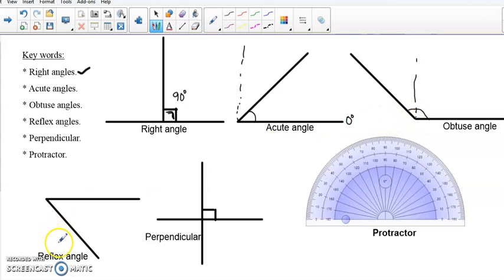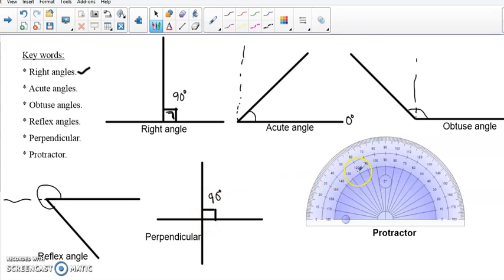Okay, reflex angle. This reflex angle from here to here is the angle that is greater than 180 degrees. The straight line is 180 degrees, so it is greater than 180 degrees but less than 360 degrees. Okay, now perpendicular lines are those lines that make up to 90 degrees. The angle made between the lines is 90 degrees. We call it a perpendicular line.